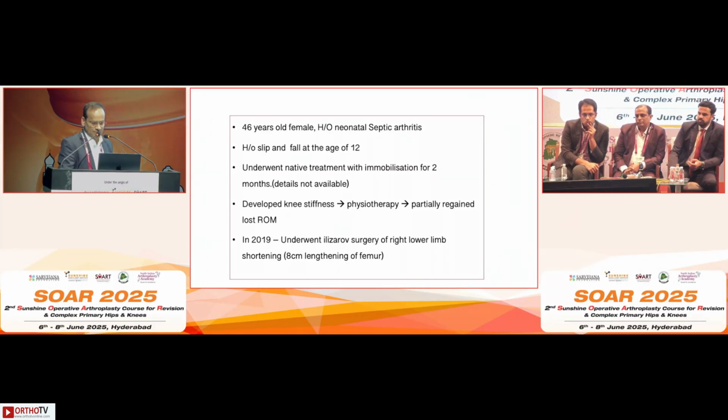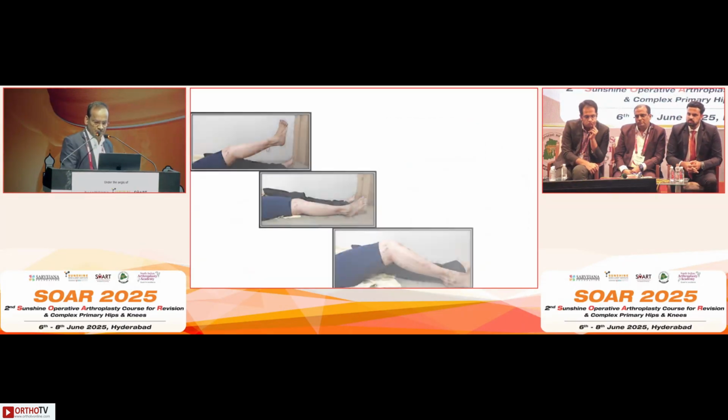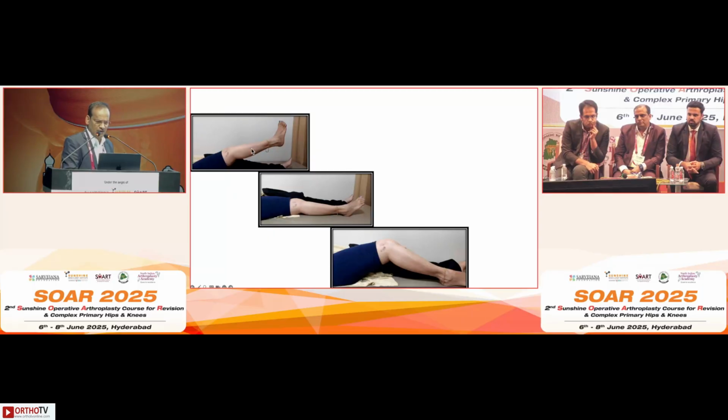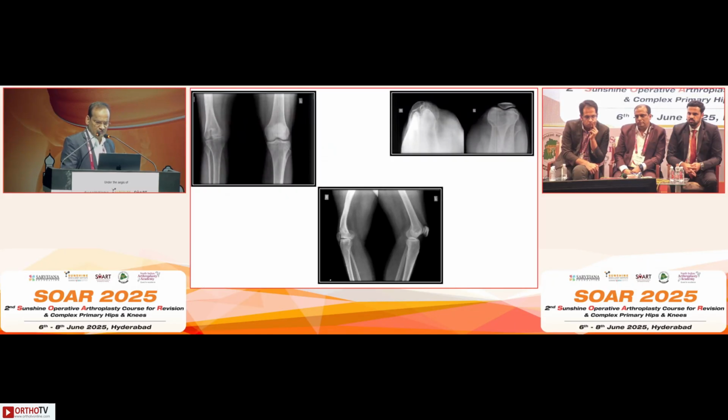So case 6. A 46-year-old female, she had neonatal septic arthritis. She had a slip and fall at the age of 12. She underwent some native treatment, developed stiffness, had physiotherapy, and then even underwent Ilizarov lengthening, around 8 centimeters of the femoral side lengthened. So this is how the clinical picture is. She has a 5 degree quadriceps lag and range of motion only up to around 30 to 40 degrees. There is no recurvatum deformity. All clinical and infective parameters are normal. This is her X-ray.